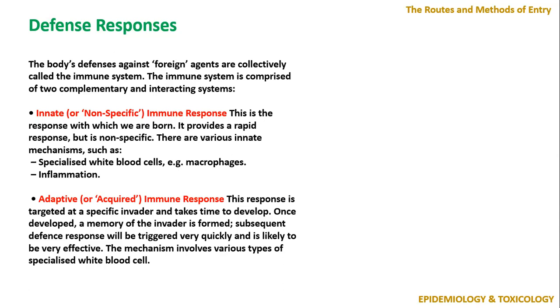The next type of immune system is the adaptive or acquired immune response. This response is targeted at the specific invader and takes time to develop. Once developed, a memory of the invader is formed, and subsequent defense responses will be triggered very quickly and are likely to be effective. The mechanism involves various types of specialized white blood cells.